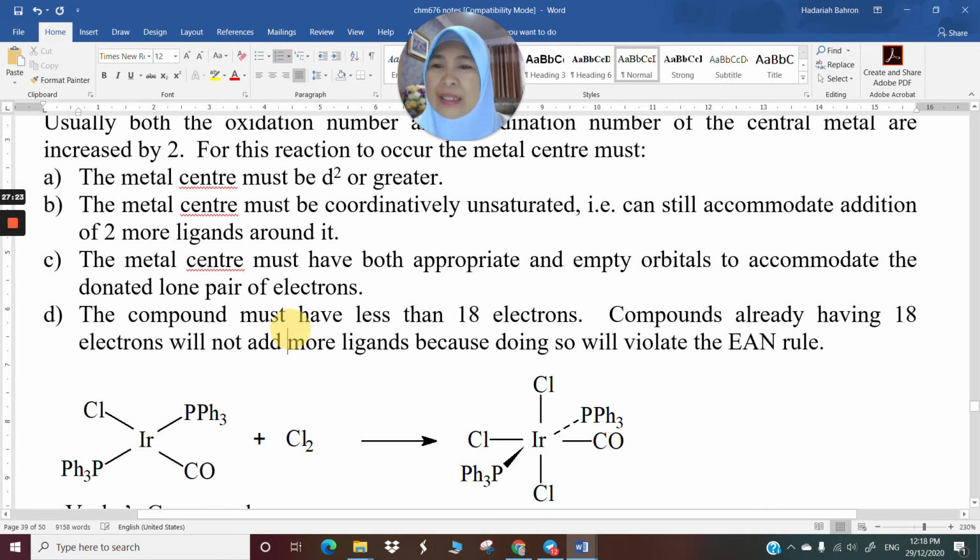And number 3, the metal center must have empty orbitals, appropriate empty orbitals to accommodate the donated lone pair of electrons. If you can recall, each ligand that would like to attach itself to the metal will donate a pair of electrons. Now, if this pair of electrons cannot be accommodated by the metal because there are no empty orbitals, then this bonding will not happen. And for the metal to be able to accommodate the lone pair of electrons donated by the ligand, it must have empty orbitals, and that can only be observed in transition metals. You cannot have this happening for representative metals because representative metals do not contain d orbitals that would accept the lone pair of electrons.